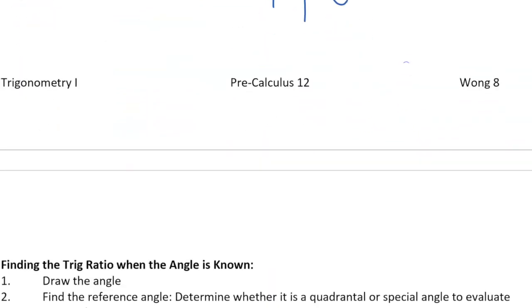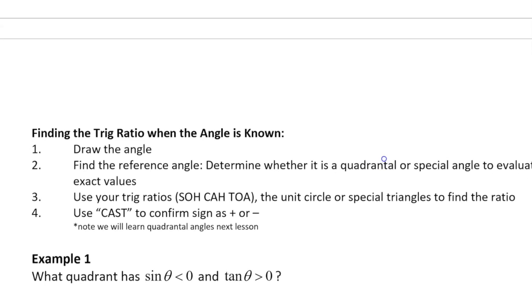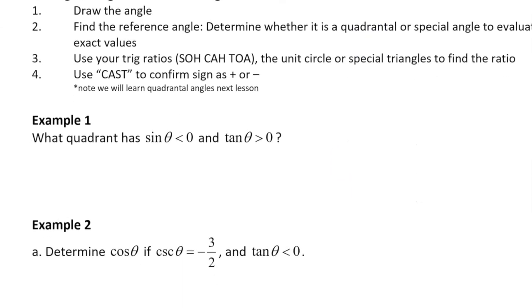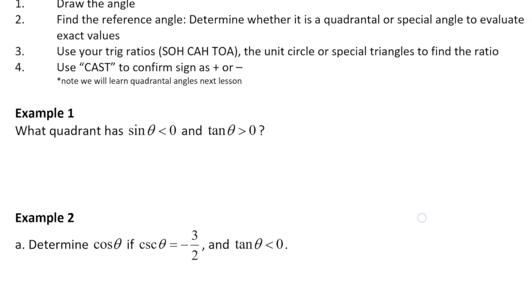Okay, so now we have some steps to be able to find out a little more detail for some of these questions. Example 1, this is something that you would see still in pre-calc 11, and they want to say, well, find out which quadrant this satisfies. Sine is less than 0, so sine is negative, and tan is positive.